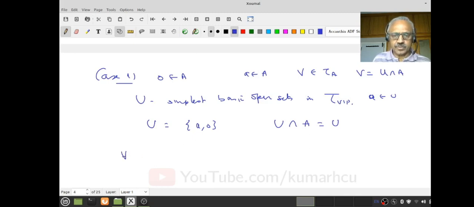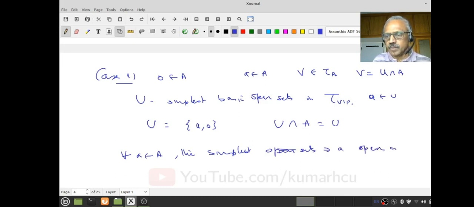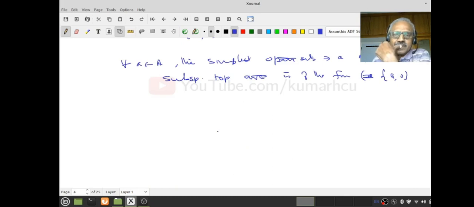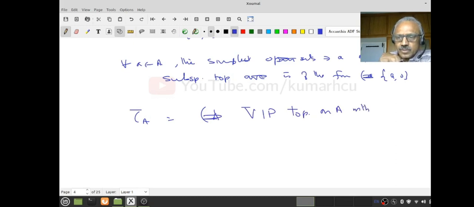This is for every a. So therefore for every a in A, the simplest open sets containing a and open in the subspace topology are of the form {a, 0}. So what can you conclude? Therefore tau A is nothing other than the VIP topology on A with 0 as the VIP.